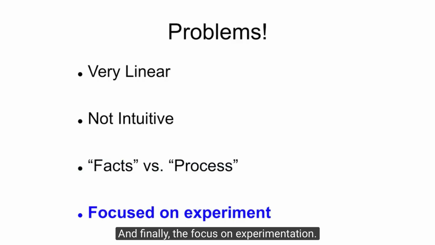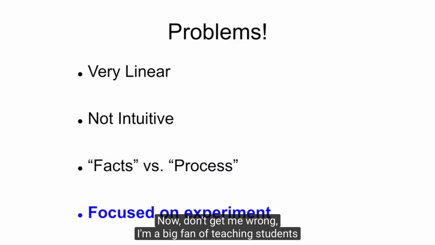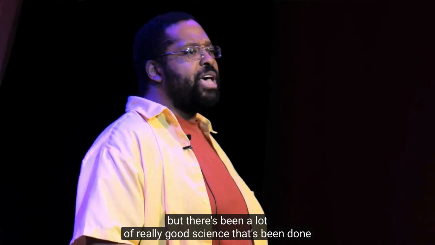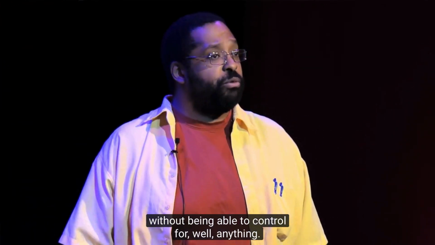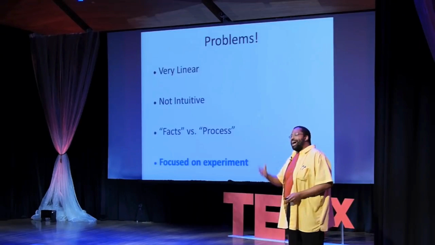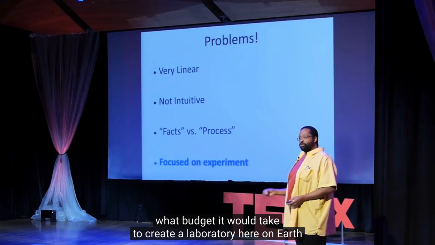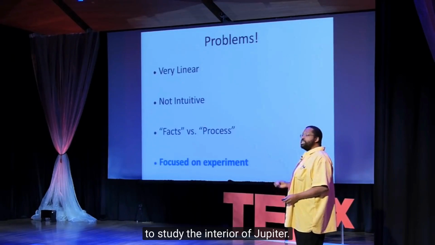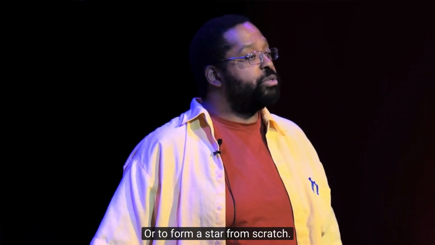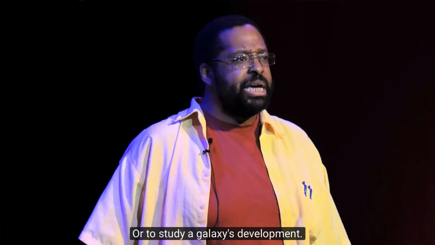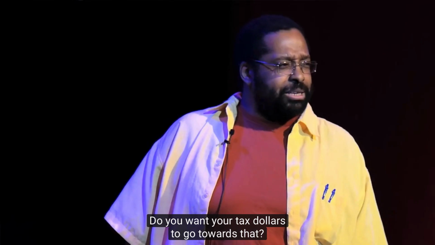And finally, the focus on experimentation. Now, don't get me wrong. I'm a big fan of teaching students to control for whatever random variables they can. But there's been a lot of really good science that's been done without being able to control for, well, anything. For a moment, I'd like for you to imagine what budget it would take to create a laboratory here on Earth to study the interior of Jupiter, or to form a star from scratch, or to study a galaxy's development. Do you want your tax dollars devoted toward that?